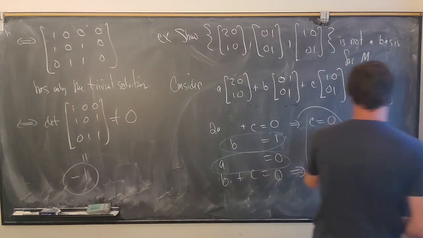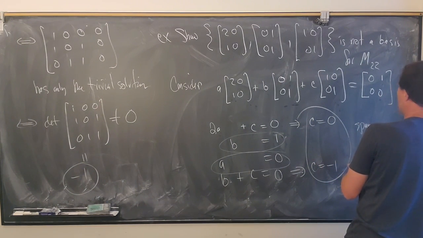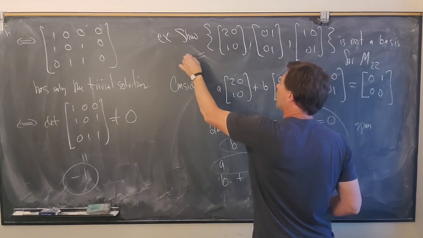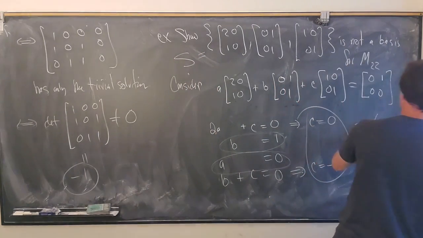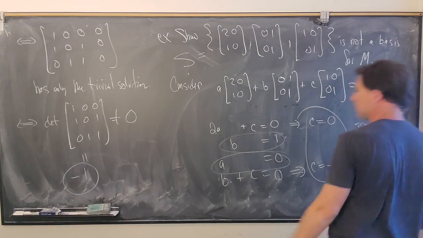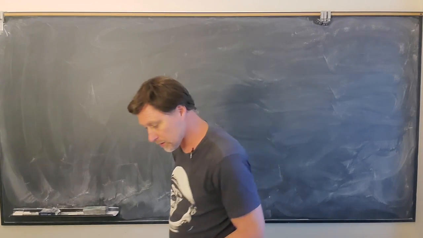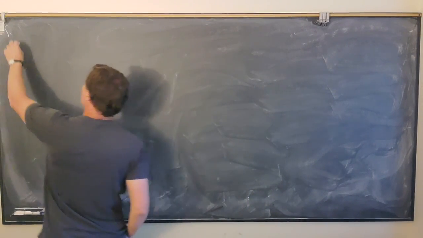So the span of that set right there, let's call it S, span of S is not equal to M22, right? And so it's definitely not a basis because it's not a spanning set. Okay, let's see now for our next definition.